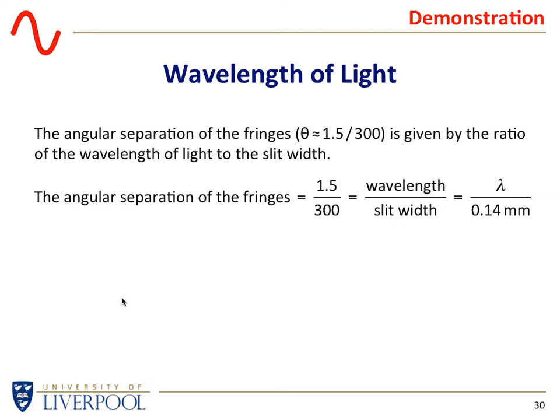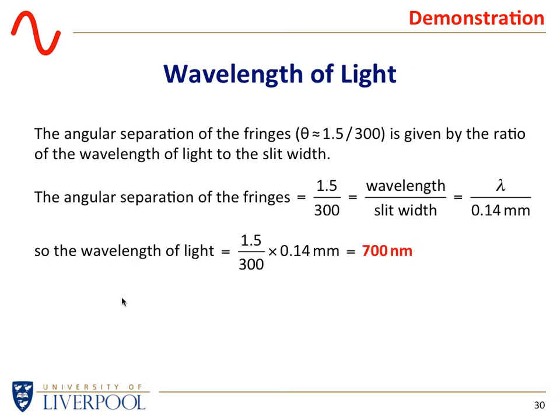wavelength of light. So if I take that expression and simply multiply both sides by 0.14, I get the wavelength of light is 1.5 over 300 multiplied by the slit width, 0.14 millimeters. In other words, I've just demonstrated that the wavelength of red light, because it's a red laser, is 700 nanometers.